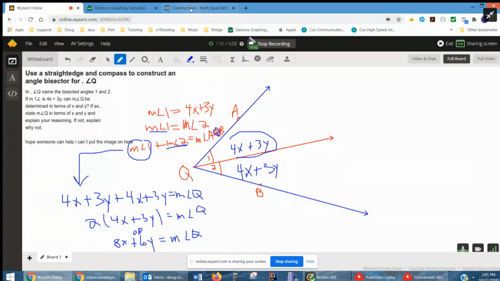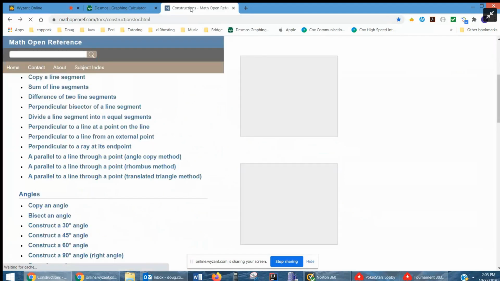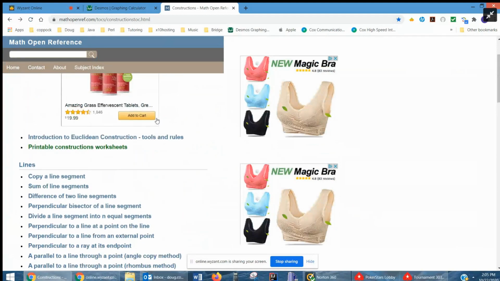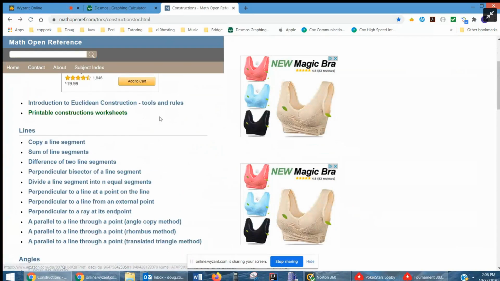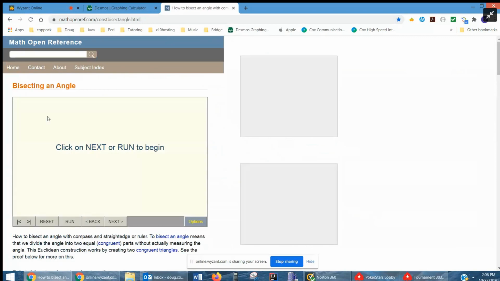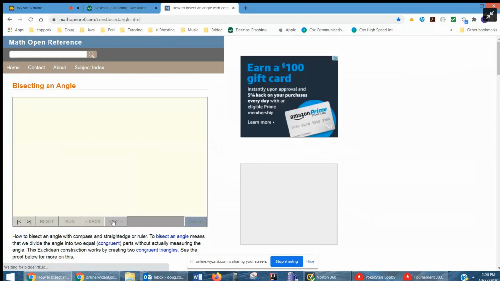Now if I go to this website, see if you can make note of this URL. It has all kinds of constructions that show you how to do them. For example, if I want to see how to bisect an angle, I'll click on that. And then it'll show you the steps using your compass and straightedge. There's the angle.